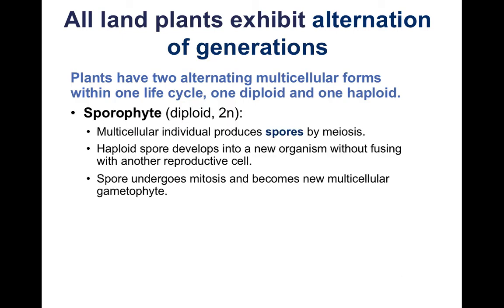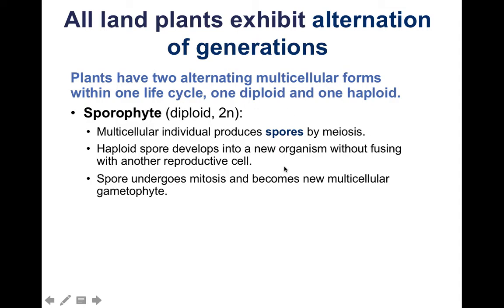So let's define some of these generations. Let's start with what's called the sporophyte. The sporophyte is going to be the diploid generation in plants. It's going to be multicellular, and it's going to produce something that we're going to call spores, which are haploid, by meiosis. Okay? So you can remember this sporophyte. Phyte means plant. This is going to be the spore-producing plant. It's diploid. It's going to make spores, which are haploid, by meiosis.